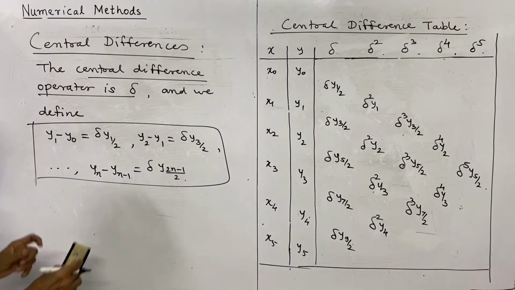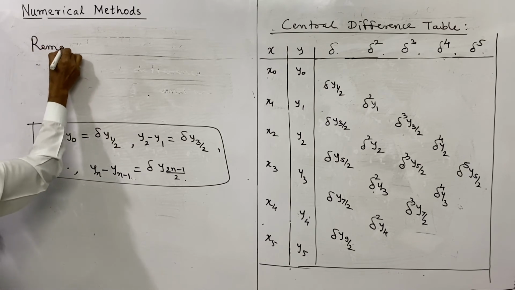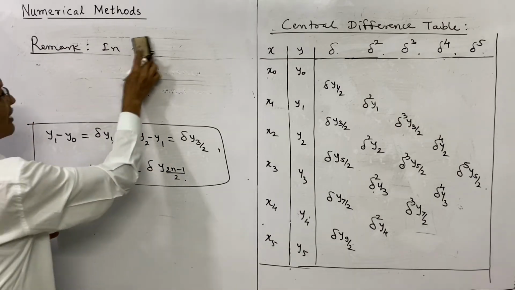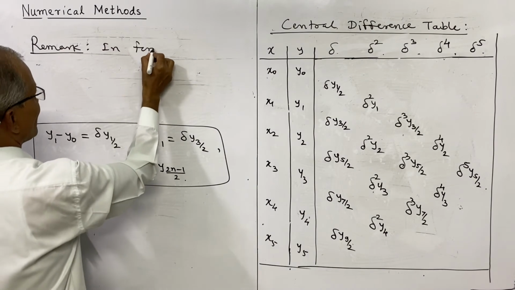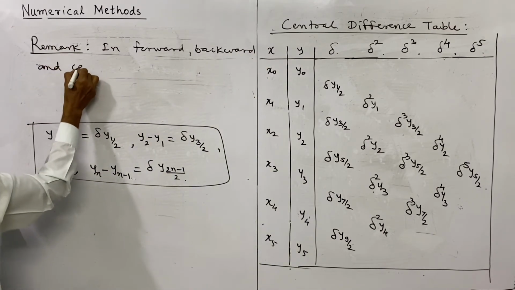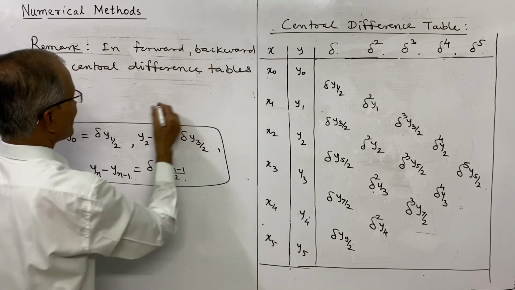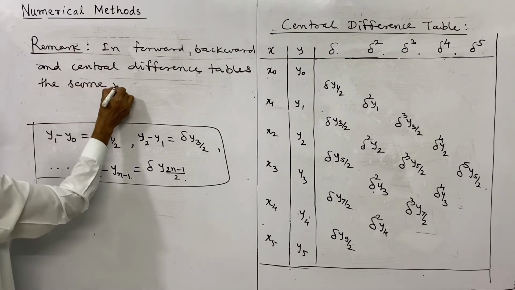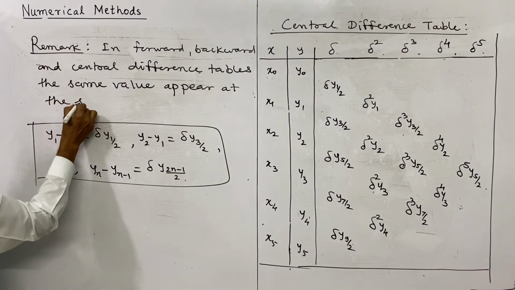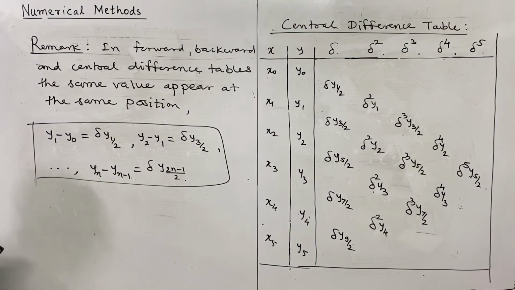And now you note that in all the difference tables, in the difference table, forward, backward and central, the same value appears at the same position, and we have the relation for this.